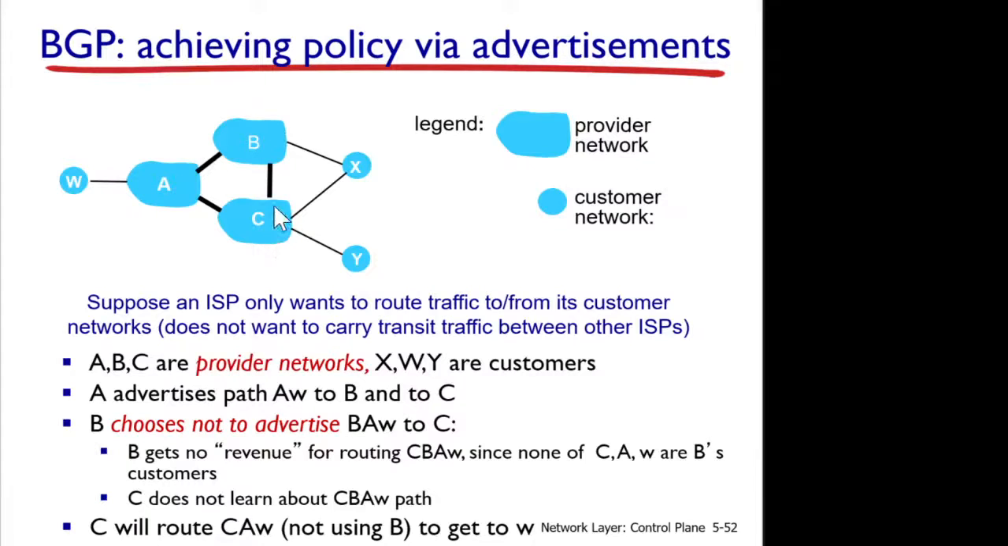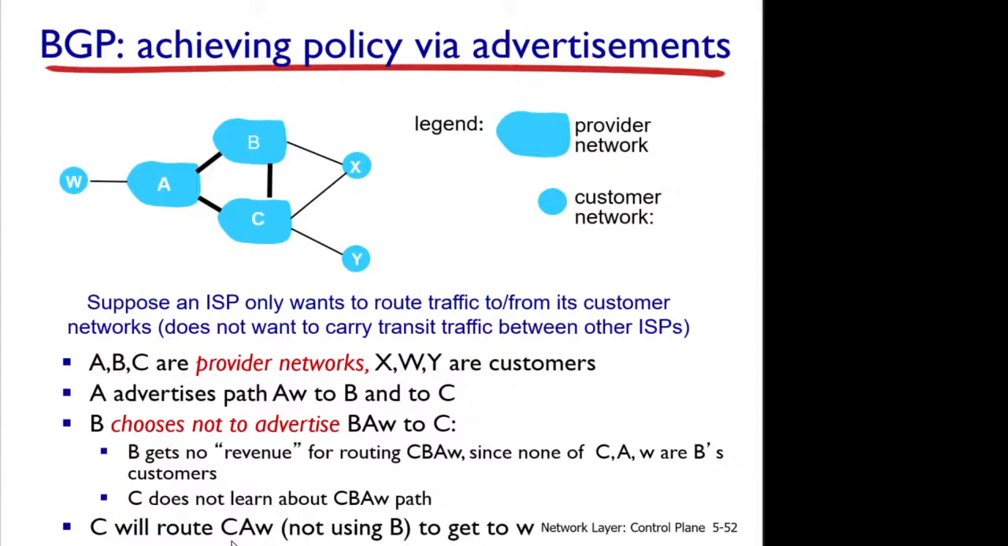And why does it do that? Because, well, why should it? I mean, B gets nothing from that route, right? So if you can imagine then Y wants to send something to W, why should B have to take that? You know, Y would send it over here to C. Why should B have to be a hop on that journey? So it can decide not to bother advertising that at all. It makes nothing from doing that. So B gets no revenue for routing CBAW, since none of C or A are B's customers. So that's one of the decisions that's usually made.